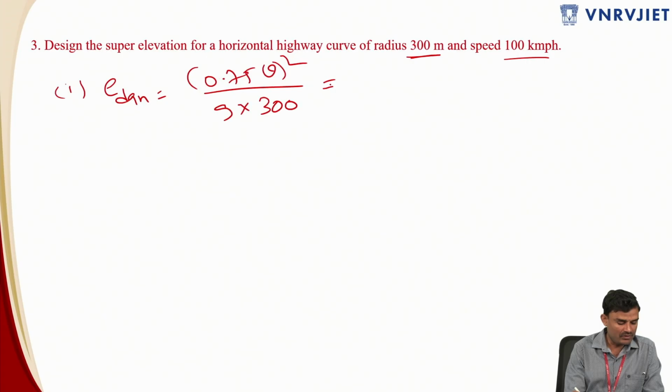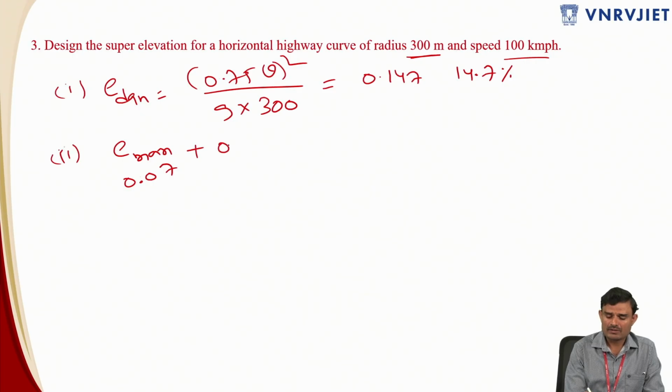So therefore your value of E design is equal to 14.7. So 0.147, that is nothing but 14.7%, which is very high when compared to E maximum, which is 7%. Now the second step is you have to restrict the value of E design to E maximum, which is 7%, plus FL, and you have to calculate the FL value. So FL is equal to V square by GR, you have to take the design speed. So 27.77 whole square divided by G into R, 300 meters.